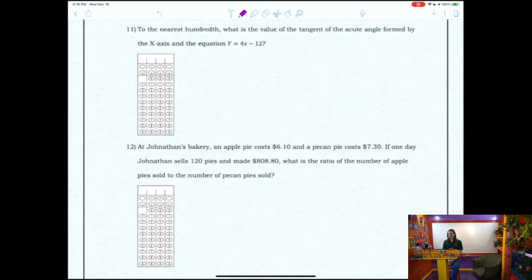Number 11 asks, to the nearest hundredth, what is the value of the tangent of the acute angle formed by the x-axis and the equation y is equal to 4x minus 12?